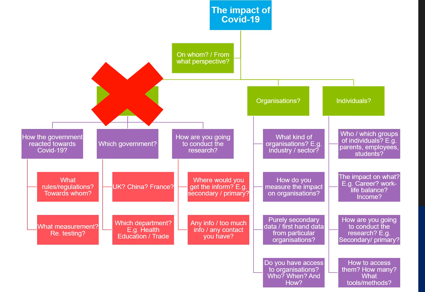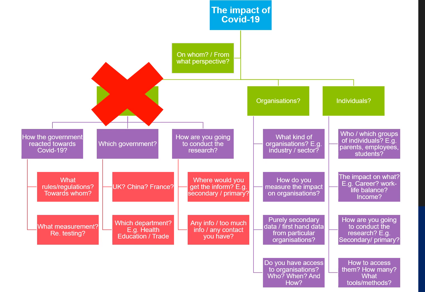Yeah, so the impact on what? Depending on the particular target group you're looking into. Looking into the impact on adults' careers, work-life balance or income, or looking into students, the impact on students' academic progression. So how are you going to do the research? Would you be able to find enough literature or information online currently? Maybe somebody else has already done similar research. You may be able to find it.